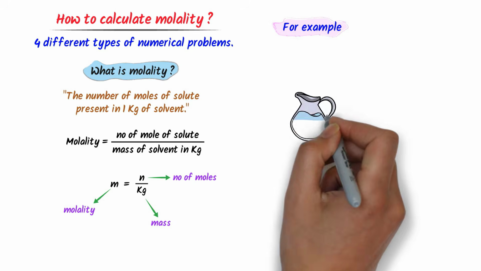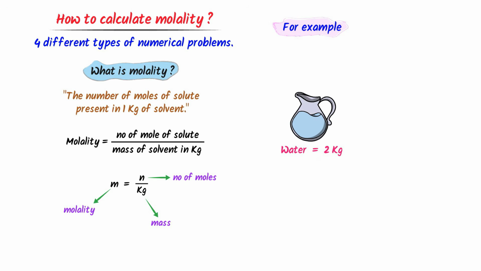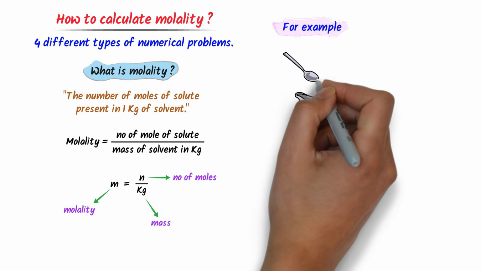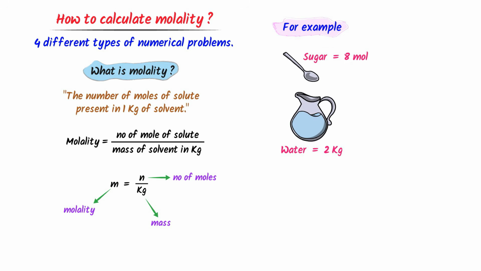For example, consider 2 kg water in this object. Now I add 8 mole sugar to it to form a sugar solution. Here, if I ask you to find the molality of this solution, can you find it? Well, it is super easy. The solvent is water and its mass is given, which is 2 kg, while the solute is sugar and its number of mole is given, which is 8 moles.